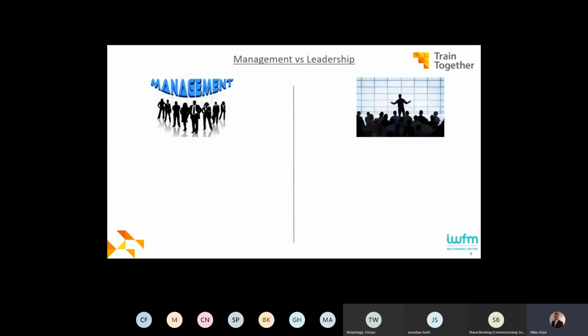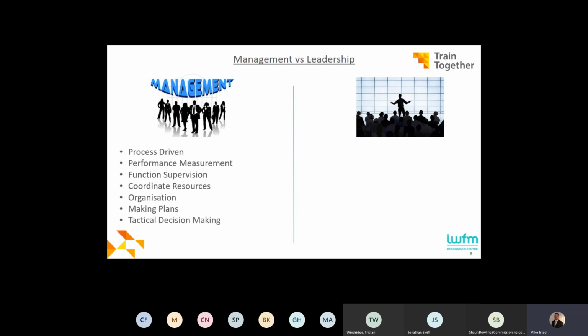Moving on then. On the left-hand side is management, what it is to be a manager. On the right-hand side, what it is to be a leader. And if we had to separate the two with two distinct areas which depict management and leadership, they'd probably look something like this. Notice I said probably. Management: very process-driven, performance measurement, coordination of resources, making plans, tactical decision-making.